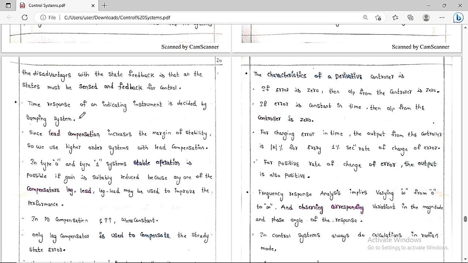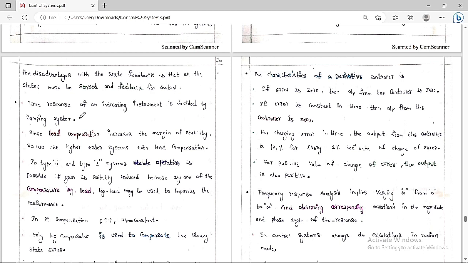The next point is: since lead compensation increases the margin of stability, we use higher order systems with lead compensation. In this point they are saying that whenever you use lead compensation, it increases the margin of stability, so we use it with higher order systems.